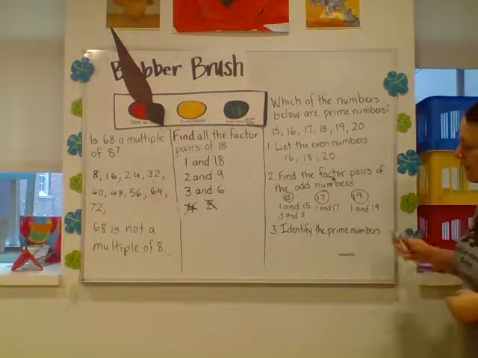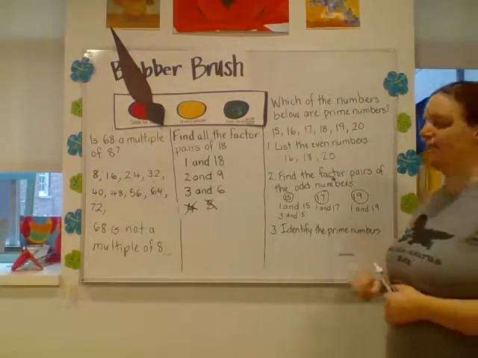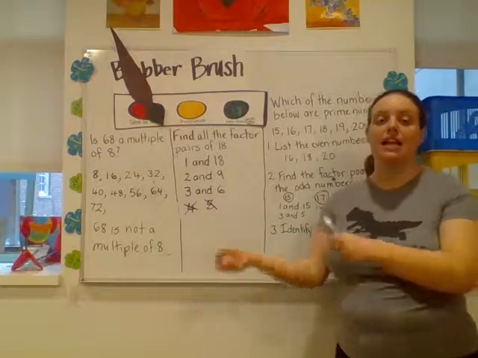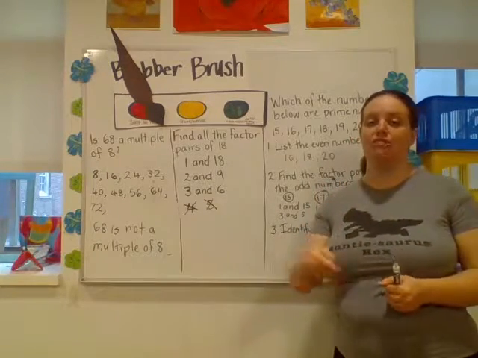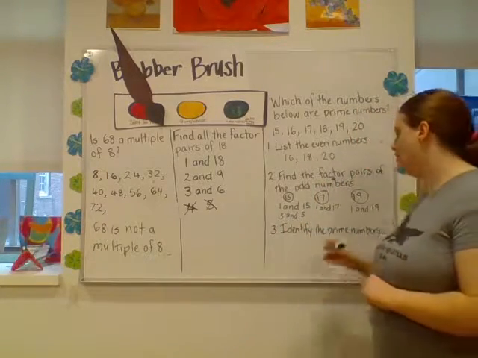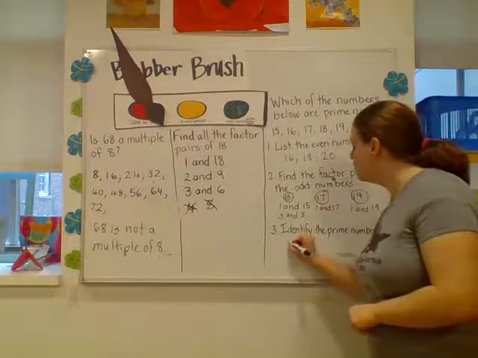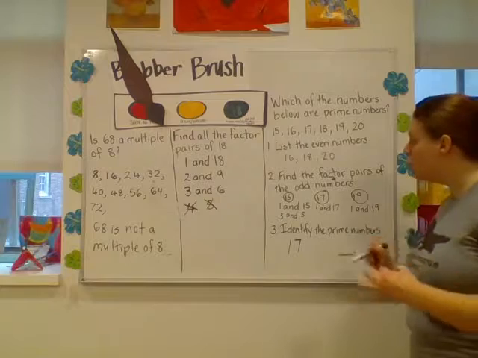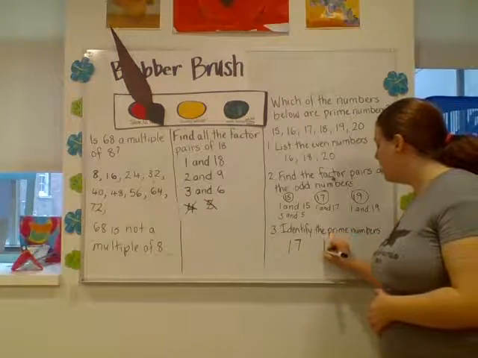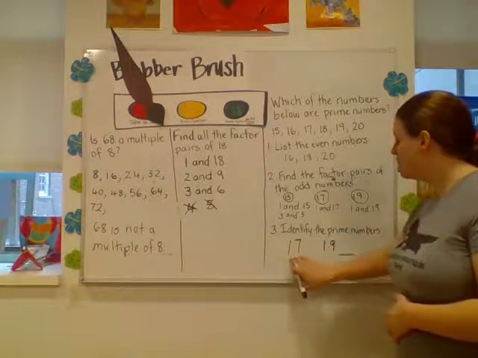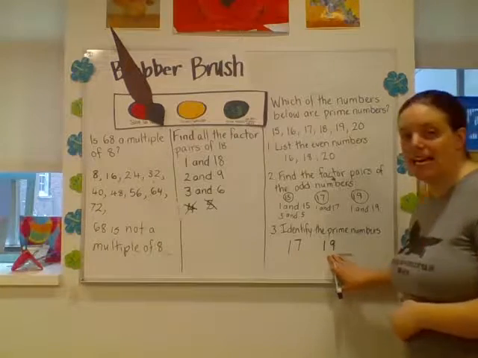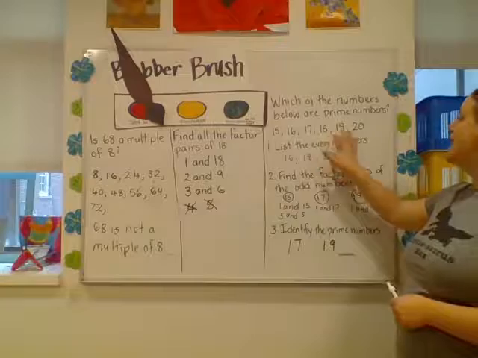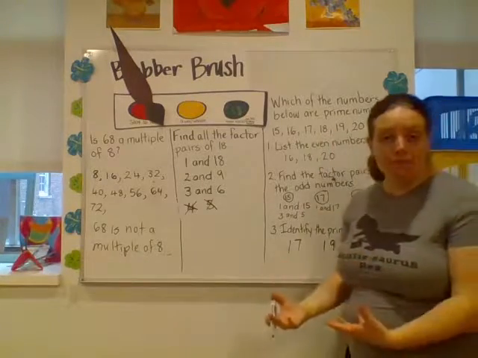So, what we are going to do now is identify our prime numbers. Remember, a prime number is a number that only has two factors, 1 and itself. So 17 only has two factors, 1 and 17. 19 only has two factors, 1 and 19. So 17 and 19 are prime numbers. 15, 16, 18, and 20 are composite numbers.